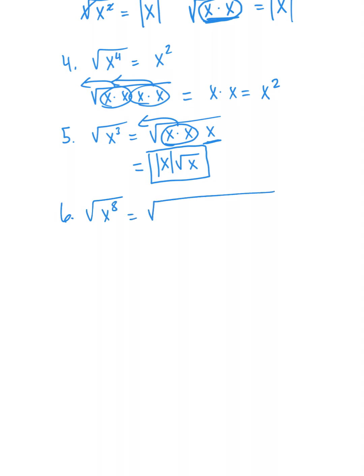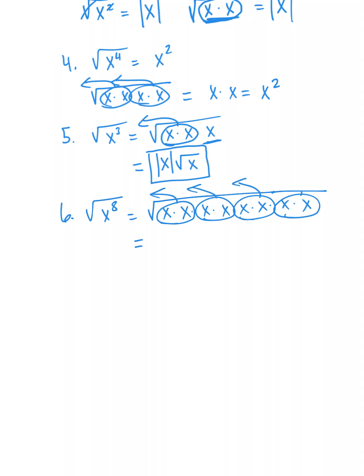Now, if we were to write all this out, we would have 8 x's, 1, 2, 3, 4, 5, 6, 7, 8, and we would have 4 pairs. Now, hopefully, you are really seeing a pattern to this. So we're going to take out 1x, 2x's, 3x's, 4x's. So this is equal to x to the 4th.